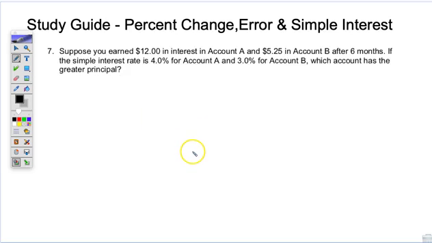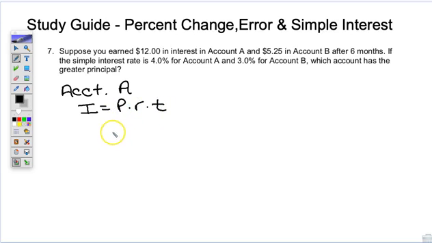Suppose you earn $12 in interest in account A and $5.25 in account B after 6 months. If the simple interest rate is 4% for account A and 3% for account B, which account has the greater principal? Okay, so let's go ahead and set everything up. Let's have account A first. So in account A, let's go ahead and start with our formula again.